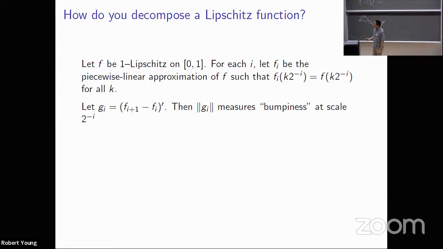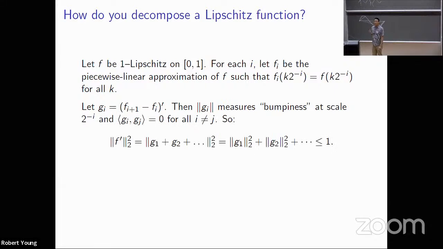And furthermore, because of the way we've constructed these, the functions are piecewise linear, the derivatives are piecewise constant, and the g sub i's are going to be actually orthogonal to one another.